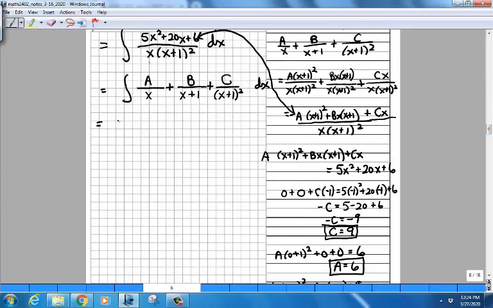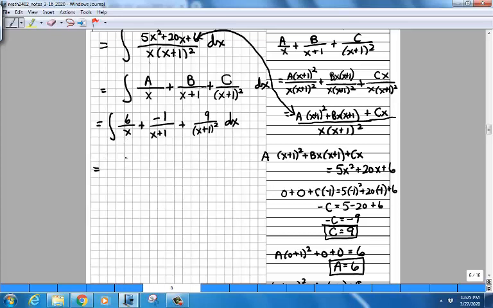But we're only halfway through the calculus part of the problem. So I know a is equal to 6, so I have 6 over x, plus b, which is equal to -1, so I have -1 over x plus 1. And then c was equal to 9, so I have 9 over x plus 1 squared. Now I've got my integrand broken into 3 fractions.